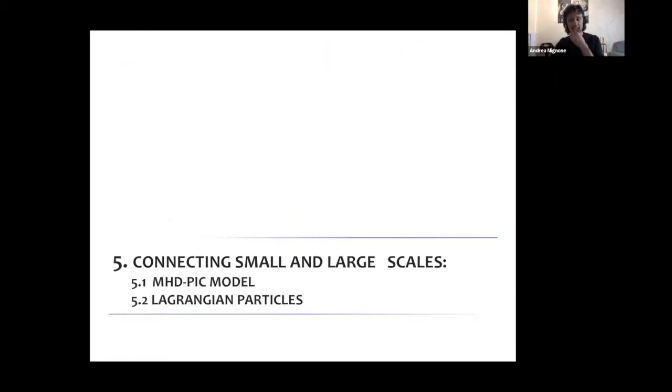Okay, then let me talk a little bit about the connection between small and large scale. So this is a very important, probably the most important part of the talk. I hope you can still follow me. There are two models I would like to talk about. One is the MHD-PIC model for intermediate size, and then Lagrangian particle for large scales.